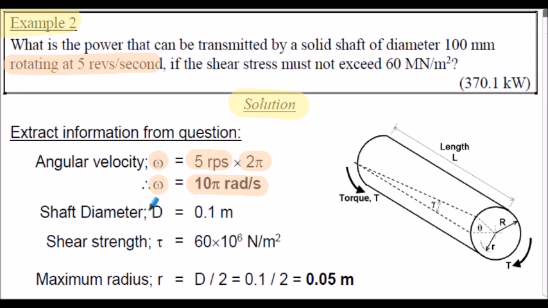The shaft diameter, D, is given in the question, 100 millimeters. I'm going to state that in meters because the shear stress is stated in terms of meganewtons per meter squared. So my shear strength here is 60 times 10 to the 6 newtons per meter squared. Obviously the maximum radius in this case, R, is half the diameter, so 0.05 meters is the maximum radius. That's R in our diagram here.